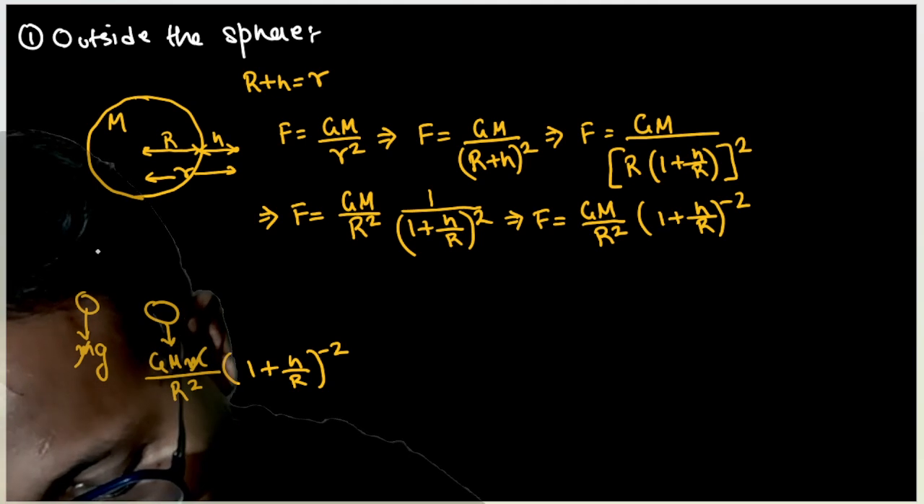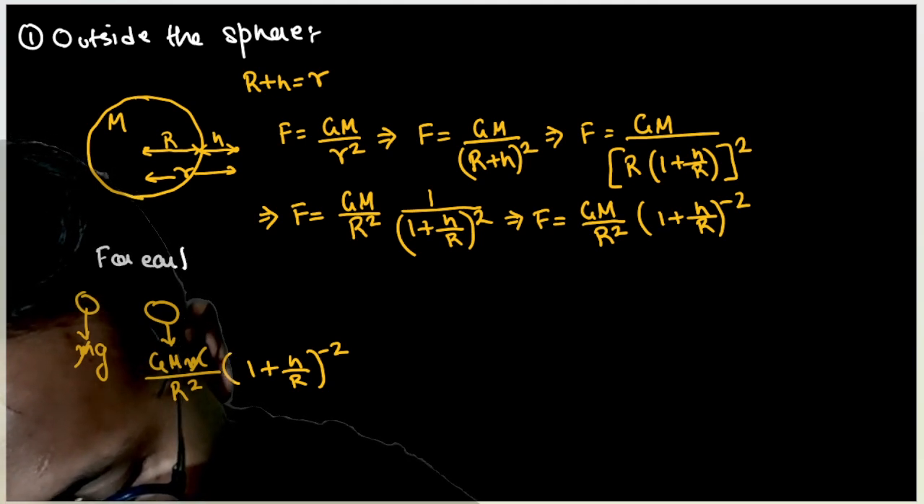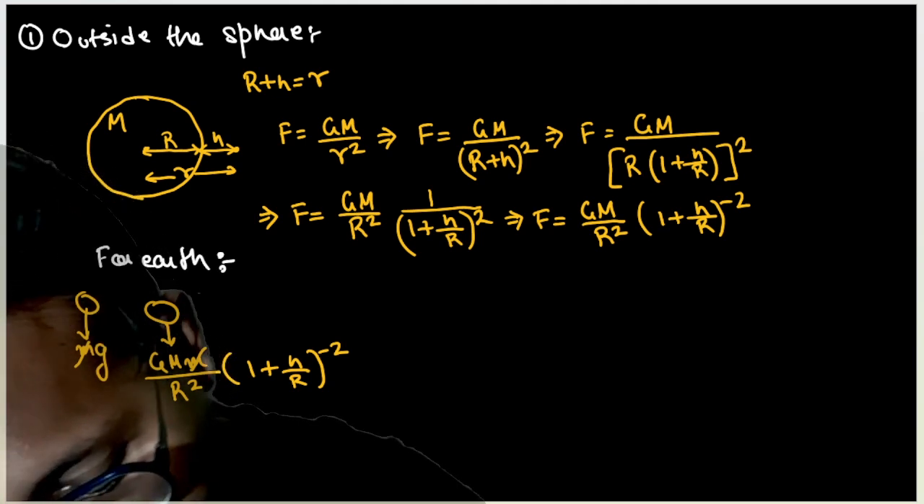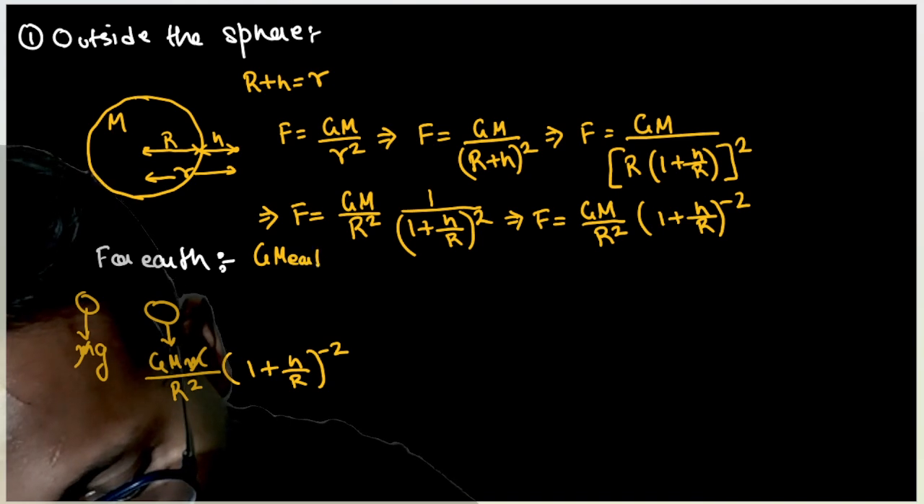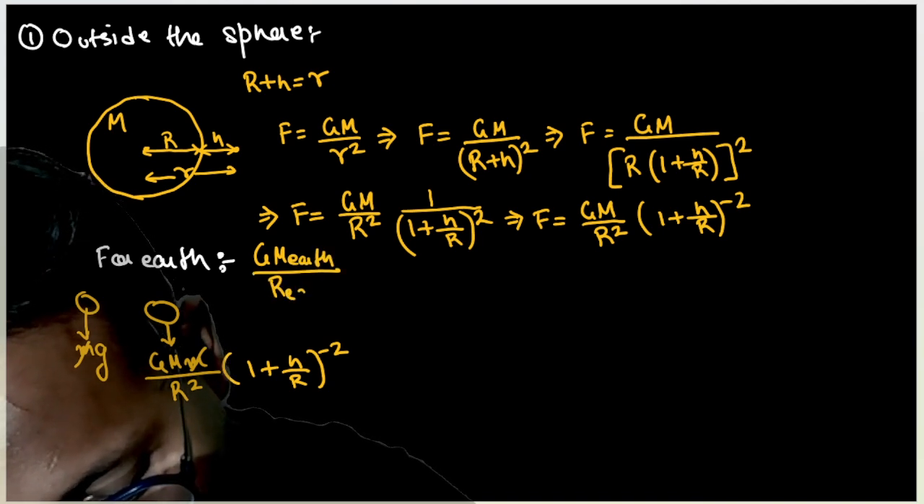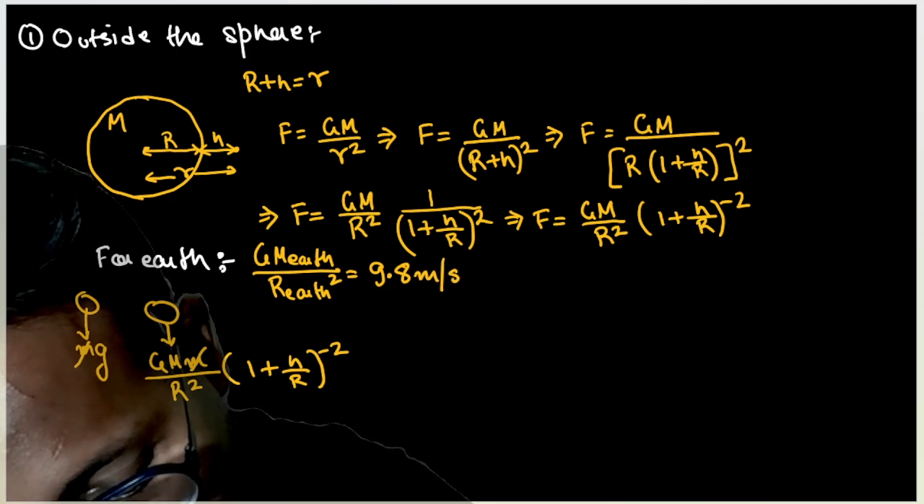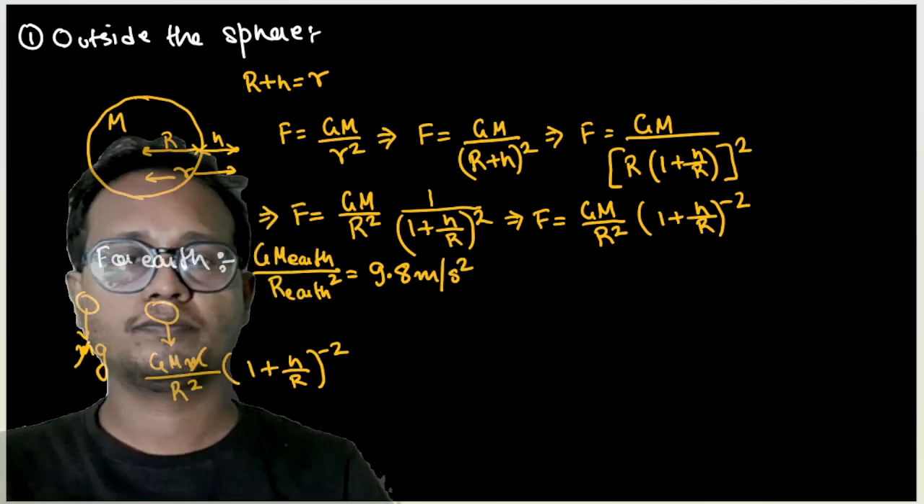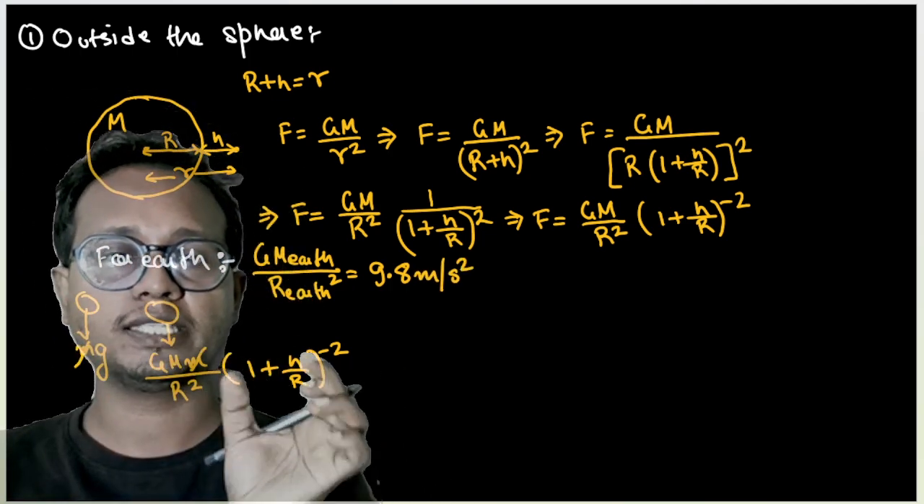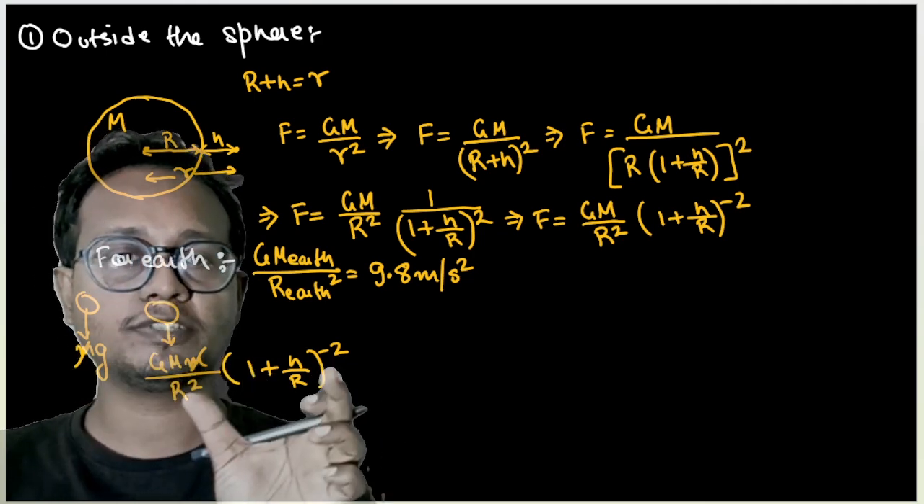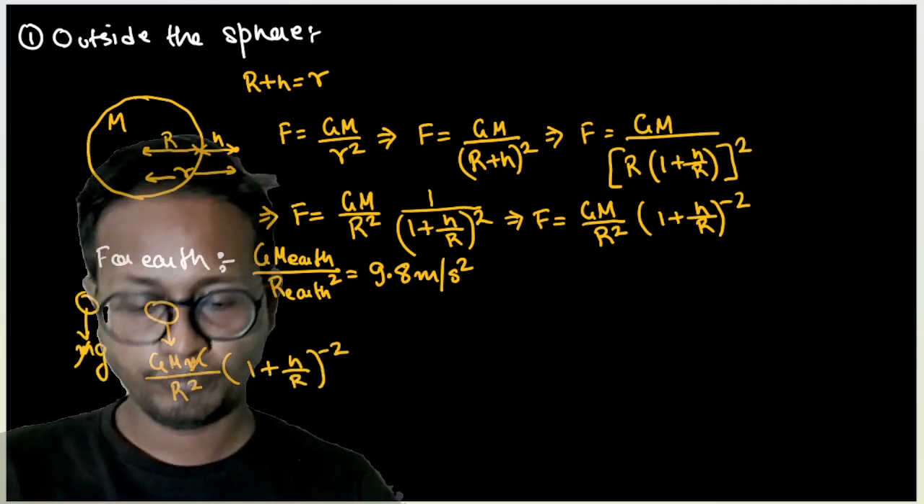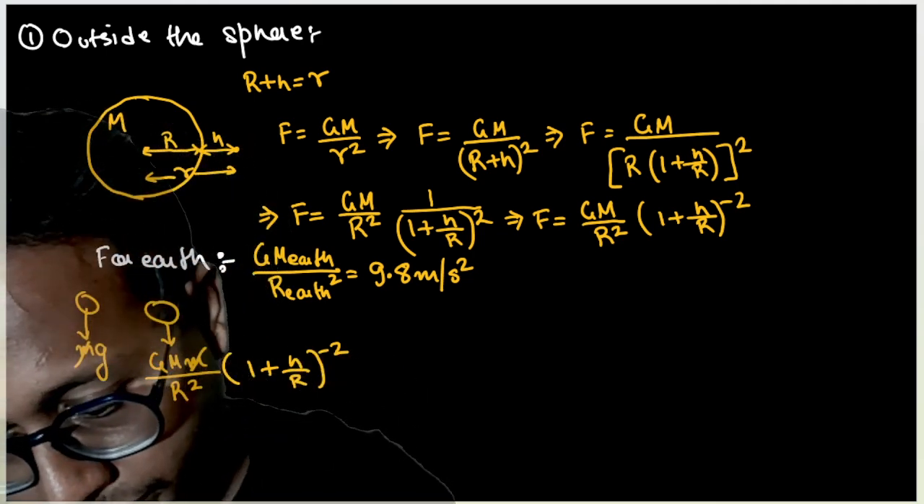So for Earth, G into mass of Earth by radius of Earth square is nothing but 9.8 meter per second square, isn't it? At the surface of the Earth, the force due to gravity is this much. At the surface of the Earth, the value of h becomes 0.